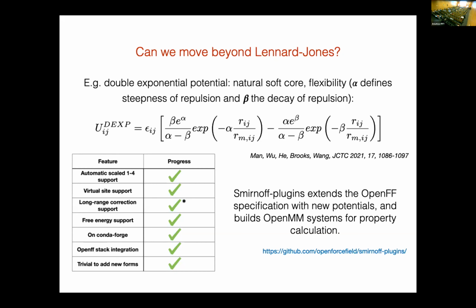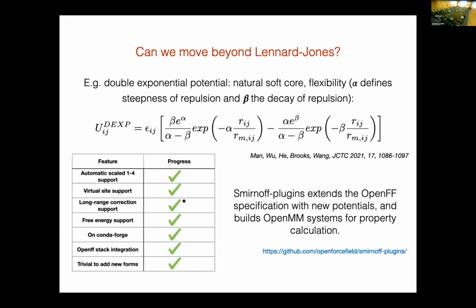So although it looks very different to the Lennard-Jones potential, actually with carefully chosen alpha and beta, you can make the curve look very similar to a Lennard-Jones potential, or by tuning the alpha and beta, you can make it more or less steep. And this is nice as well because it's a natural soft core potential, and it certainly doesn't blow up at R equals 0, for example.